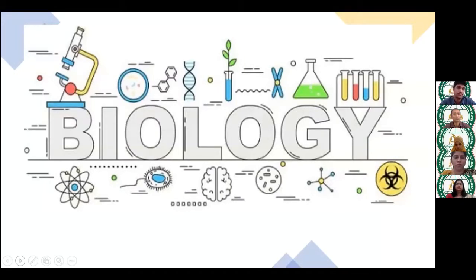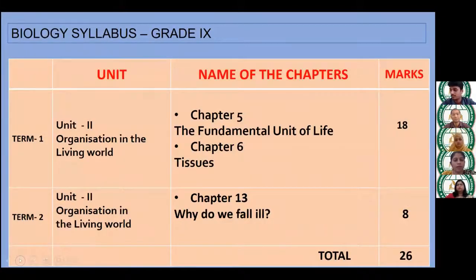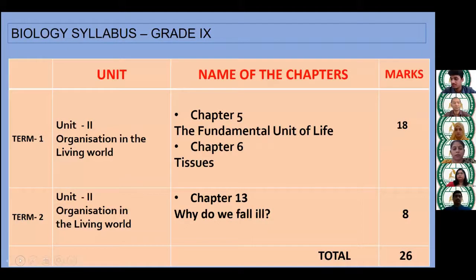Good afternoon all. Coming to the biology part. For grade 9, term 1, from unit 2, Organization: The Living World, there are 2 chapters, chapter 5 and chapter 6, and the weightage carries 18 marks. In term 2, same unit, but the chapter is different: chapter 13, and the weightage is 8 marks. So overall, it comes to 26 for grade 9.